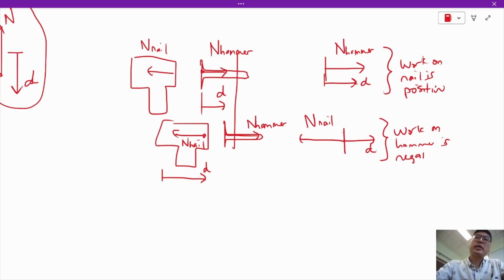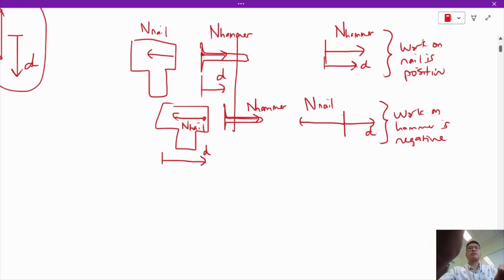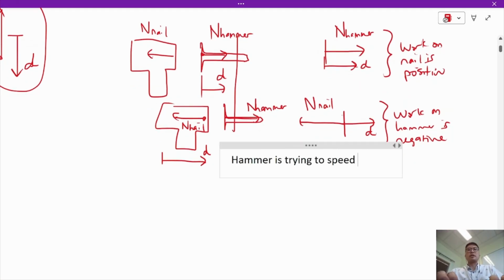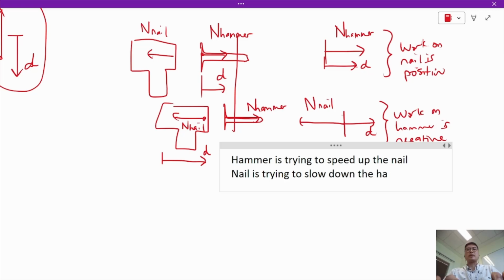Now, we can easily see that this is true because if you think about it from a physics point of view, the hammer is trying to speed up the nail, but the nail is trying to slow down the hammer.